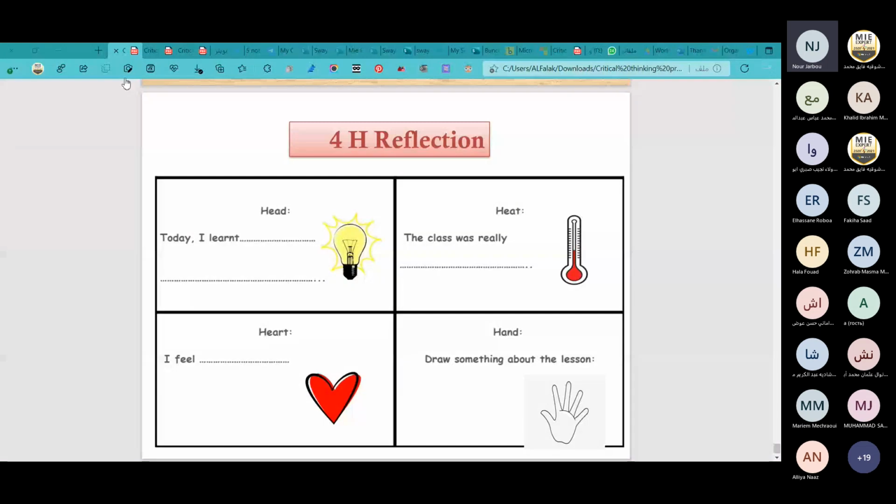Critical thinking enables us to make better decisions, ensures our opinions, and improves our relationships. It makes our students better citizens. And we wish to make our students better citizens and better humans.